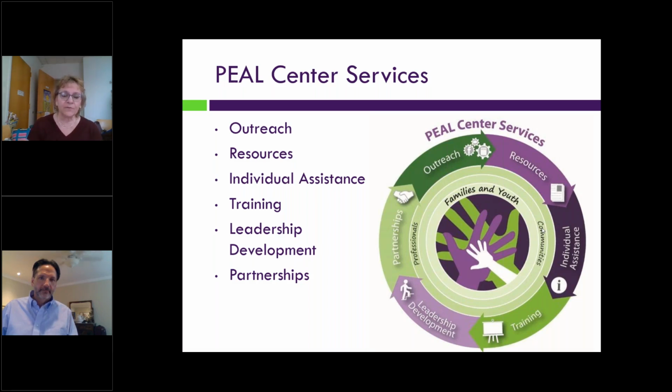This graphic represents the 6 key strategies used by Peel to accomplish all the work that we do. Families and youth, as you can see, are at the center of our work, surrounded by the communities and the professionals who work with them. And then around the outer circle are all of our services, which we provide: outreach, resources, individual assistance, which I just talked about that I do, training, which is also what we're doing here today, leadership development, and lots of partnerships across the state.